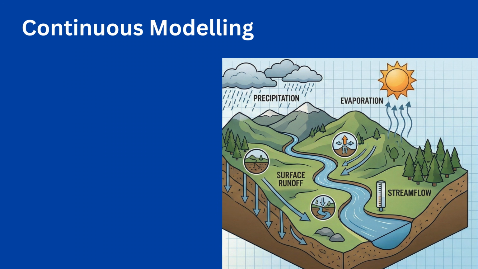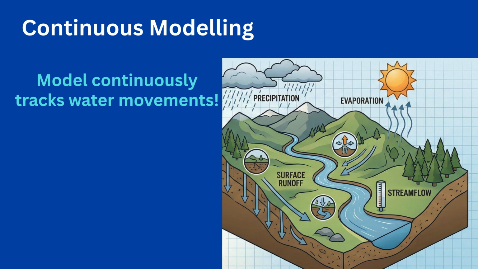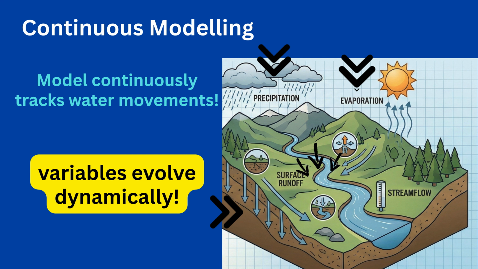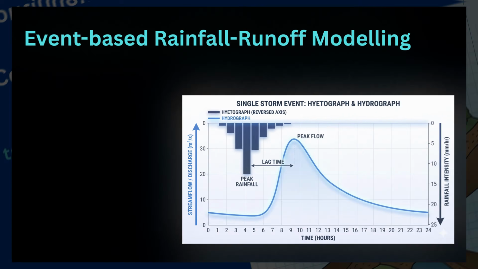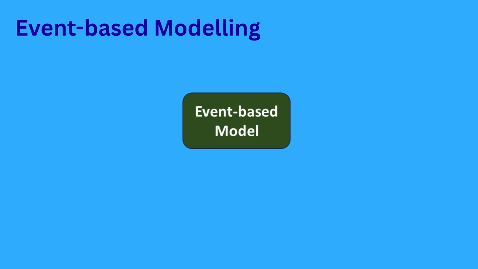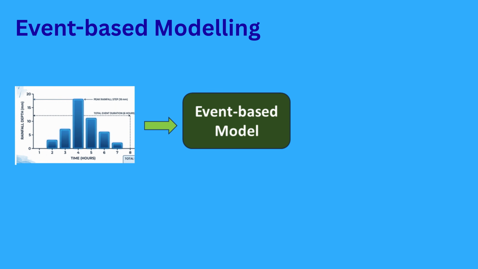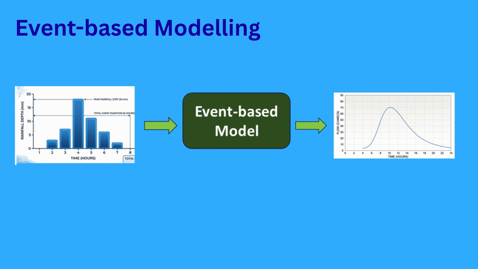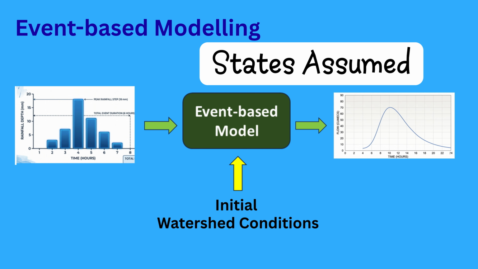The model continuously tracks water movement through all storage compartments, including surface, soil, and groundwater, and accounts for gains such as precipitation and losses such as evapotranspiration and deep percolation. These internal state variables evolve dynamically in response to meteorological forcing. Event-based modeling, on the other hand, simulates the response to a specific storm event ranging from hours to several days. The model focuses on transforming a specific rainfall input into a corresponding runoff hydrograph, with initial watershed conditions specified as model inputs or estimated from limited antecedent data.